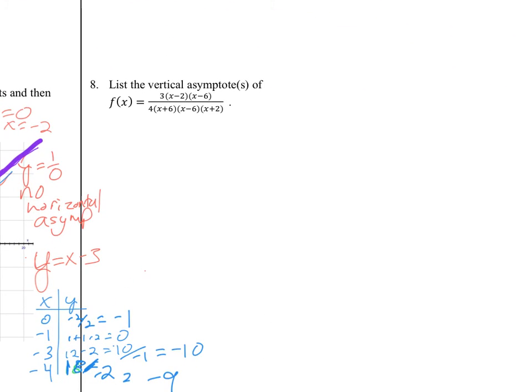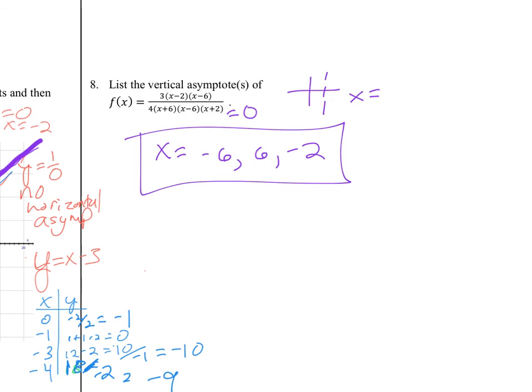Okay, list the vertical asymptotes. If you forget, just remember vertical, it's crossing the x-axis, it's an x equals. Okay, so the x equals are by setting the denominator equal to 0. In this case, I'm going to have negative 6, 6, and negative 2. Booyah! And you're done. See, that one was super easy. Okay, I'm going to pause and put the last part of this on a separate video.